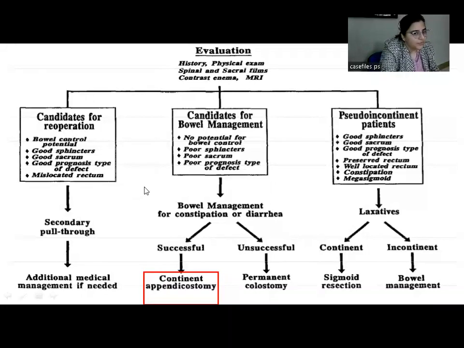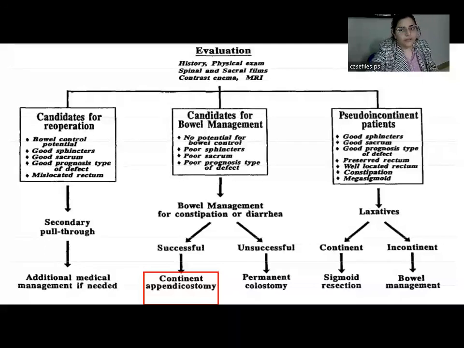The first would be patients who are candidates for the re-exploration or re-surgery. These would be patients who have bowel control potential. They have good sphincters, they have a good sacrum, and they had a good prognostic ARM type of defect. However, the surgery was not done properly, and they have a mislocated rectum also. There might be other things like some stricture or anything else. So these patients are the ideal candidates who need to undergo a secondary pull-through and some additional medical management if required.